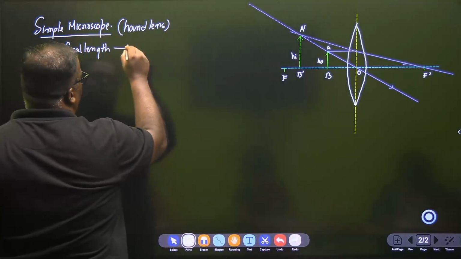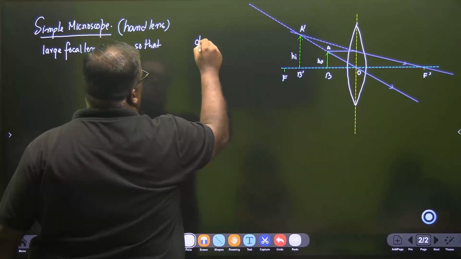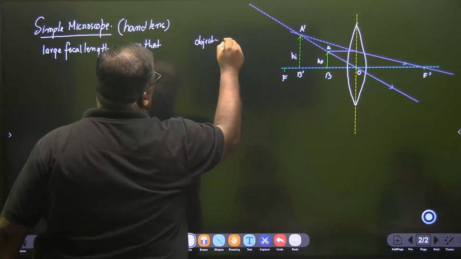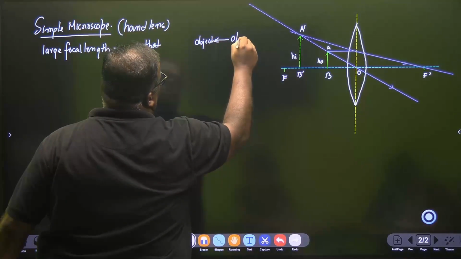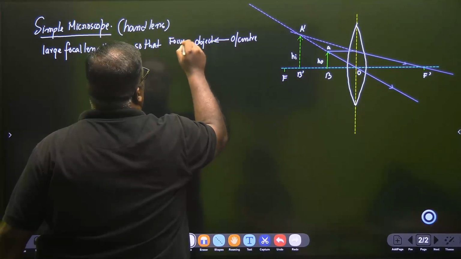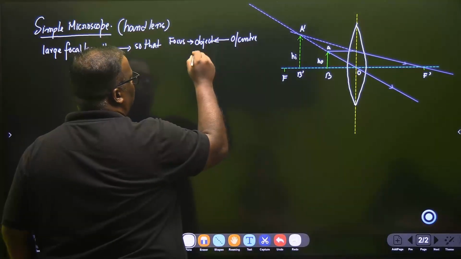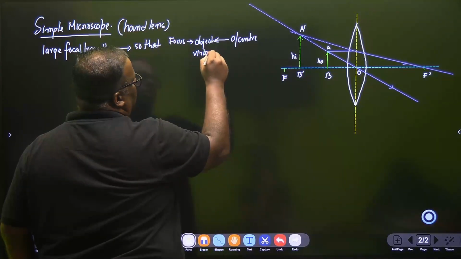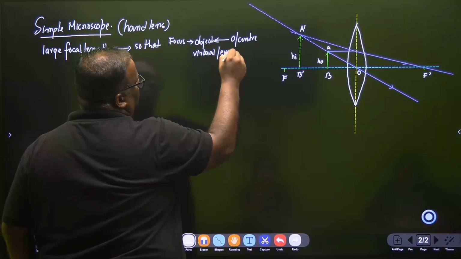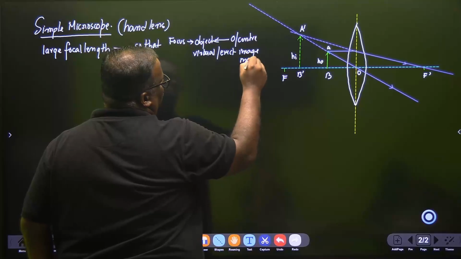Large focal length, so that the object always comes between the optical center and the focus. Clear, children? And as a result, you will be getting a virtual and erect image, and it will also be magnified.